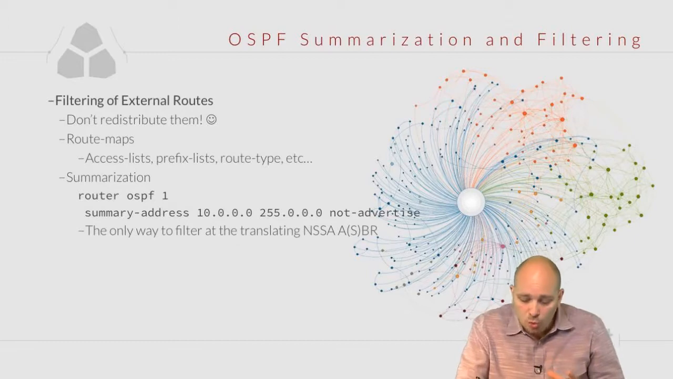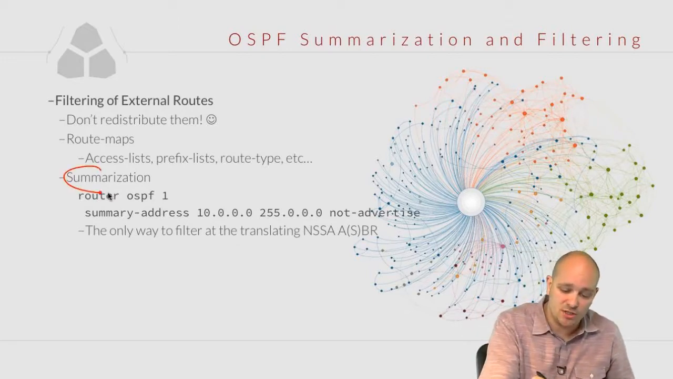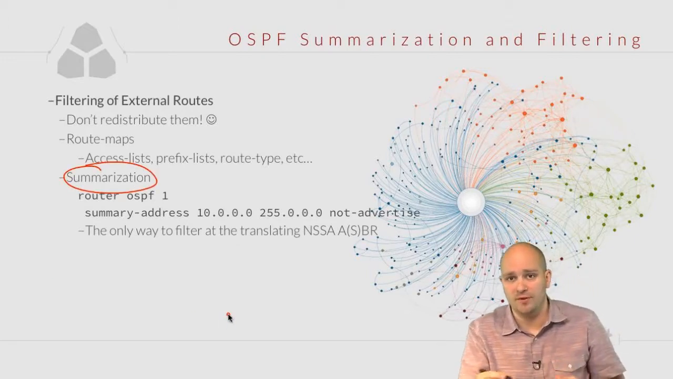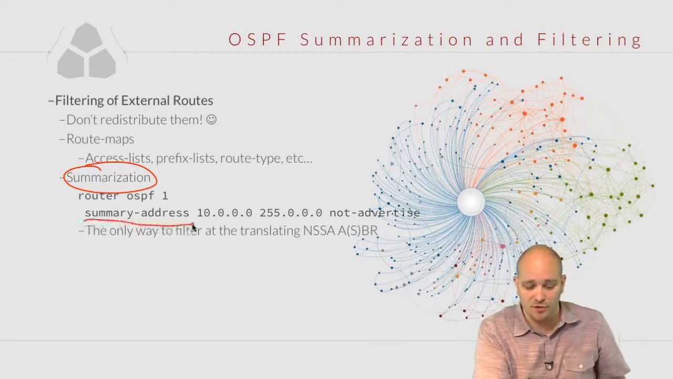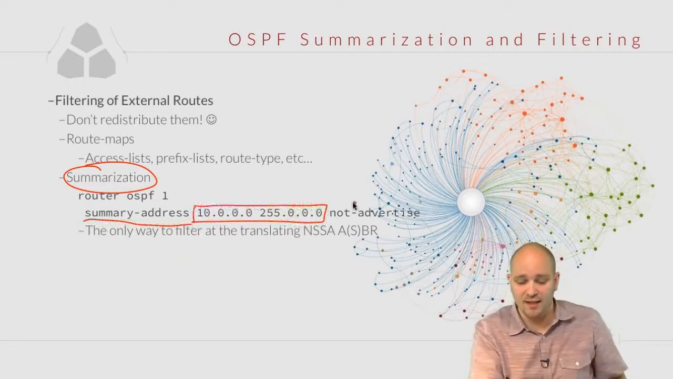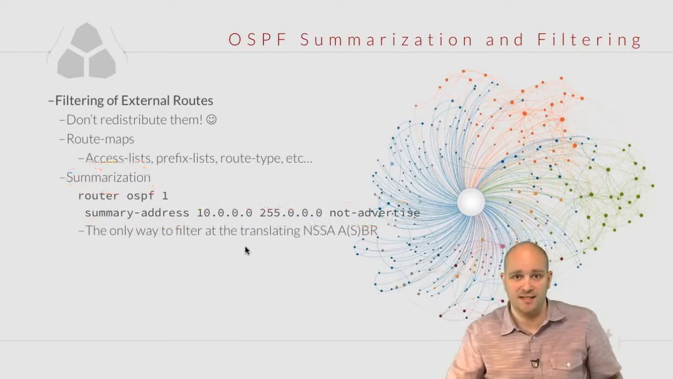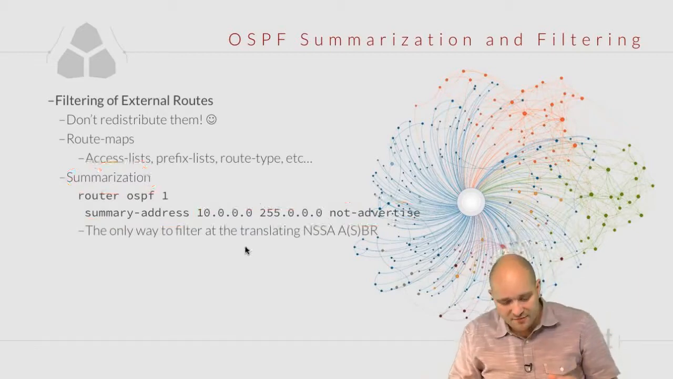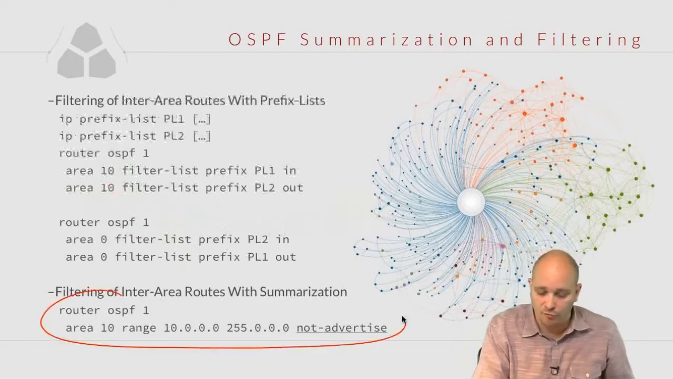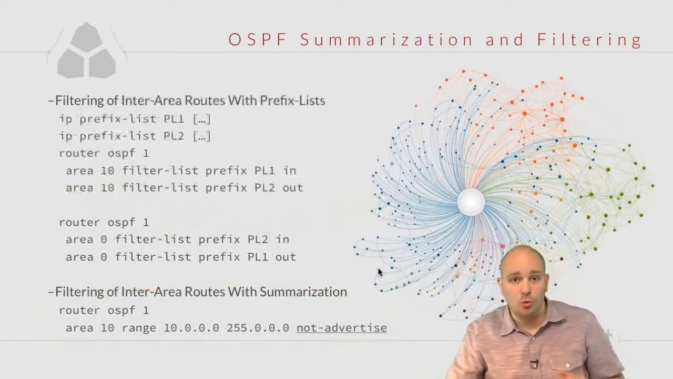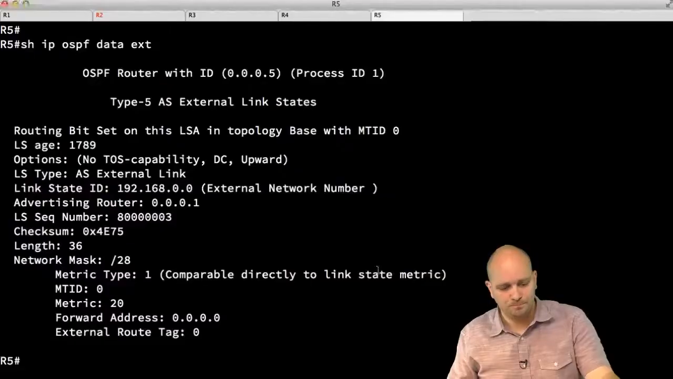But I can also use summarization syntax to prevent the routes from being advertised. I can do summary address and then specify the summary that I want to create, and instead of advertising it, I can use the not advertise keyword. So this is very, very similar to, for example, this configuration for inter-area routes. So let's take a look at these two.